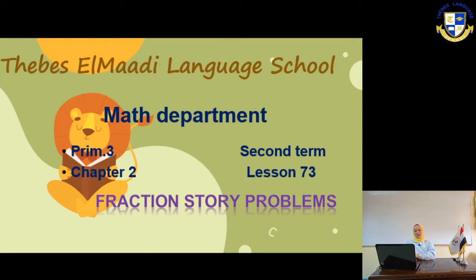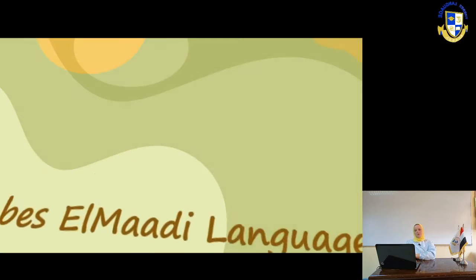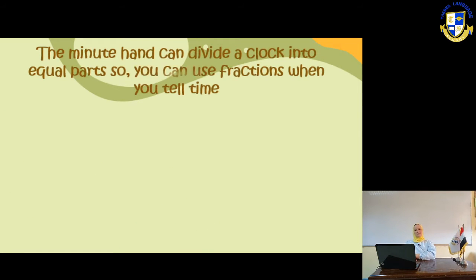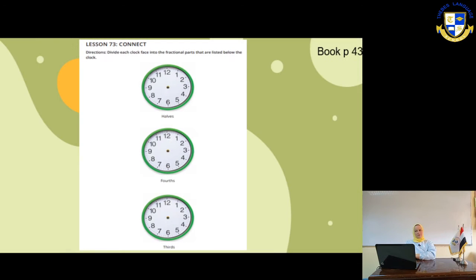Okay, here in our first page we can see that the minute hands in the clock can divide the clock into equal parts, so you can use fractions when you tell time. Here we have a page in the book, it's book page 43. Okay, we have the clock. We want to divide each clock face into the fractional parts that are listed below the clock.